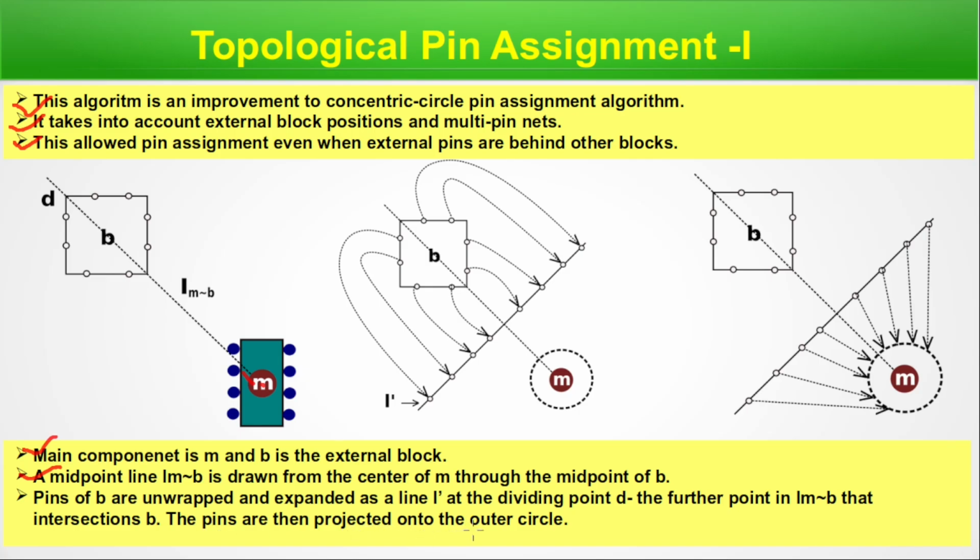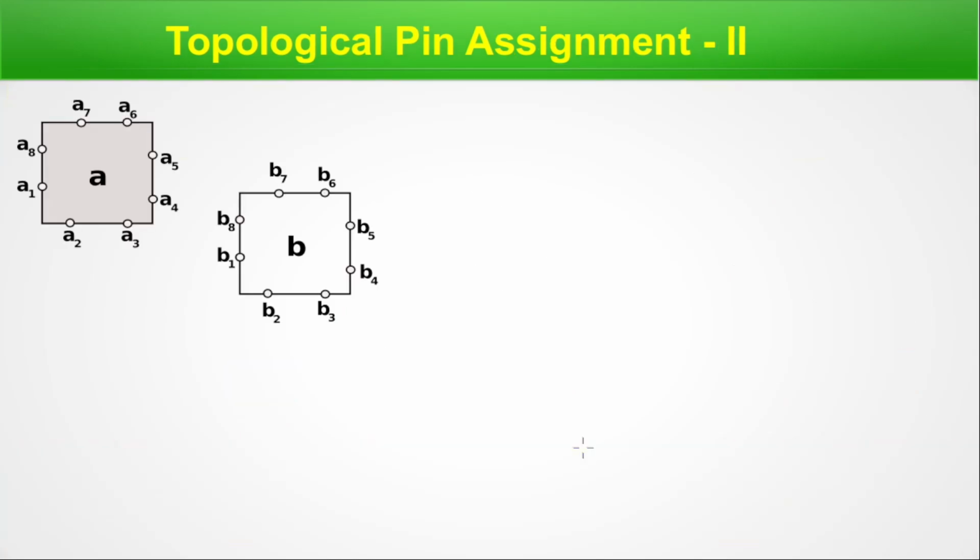The pins are then projected onto the outer circle. So we draw a line L dash like that and this way this pin is like that. We project pins of B this way. We are projecting, and from there we are drawing lines to the center of M. First we project these pin positions on this line and then project on the circle up to this. We are done with this slide and let's see what we do in the next slide.